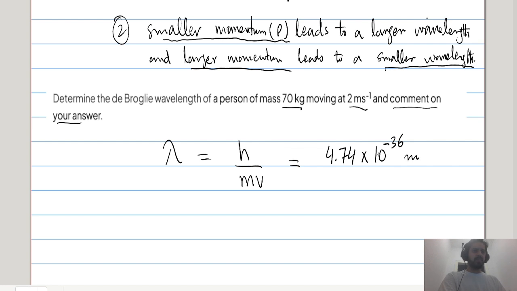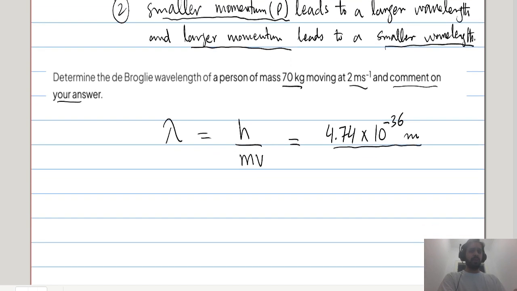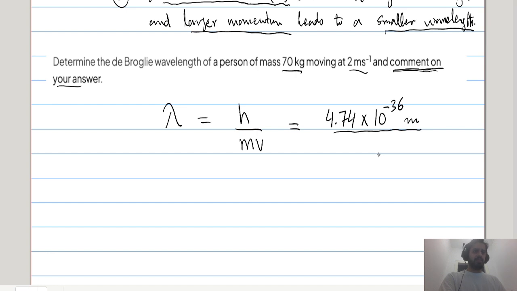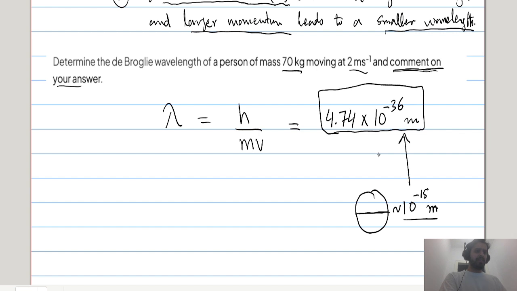So you see, this is a very small wavelength. And as a comment on this answer, I will compare this length with the diameter of a nucleus. So a nucleus is of the order of 10 to the negative 15 meters. This is just the width of a nucleus. And you can see that the difference between these two numbers is about 20 orders of magnitude. So 10 raised to the power of 20. This is how big the difference is.